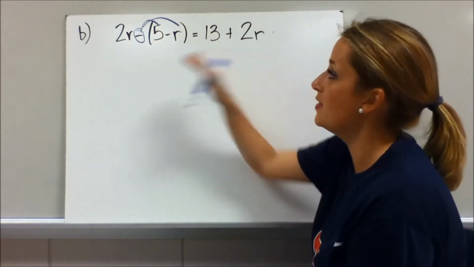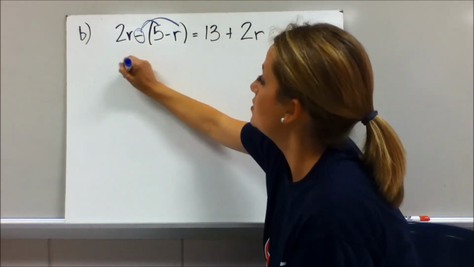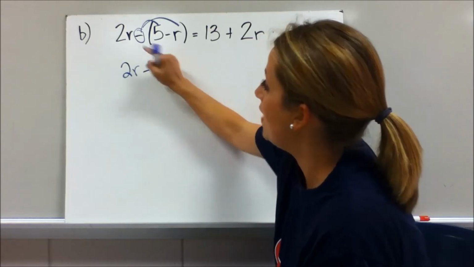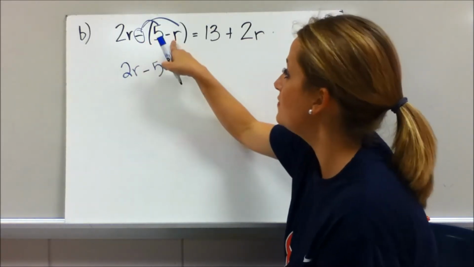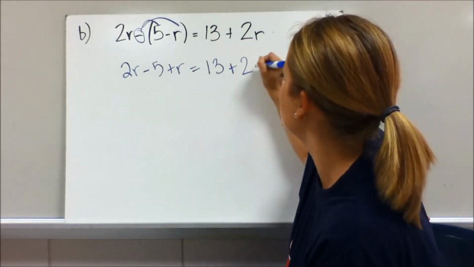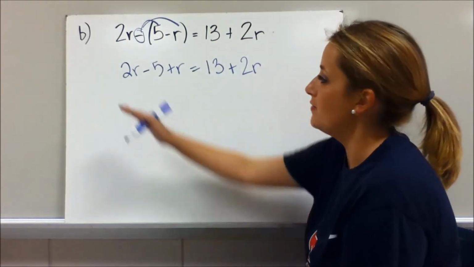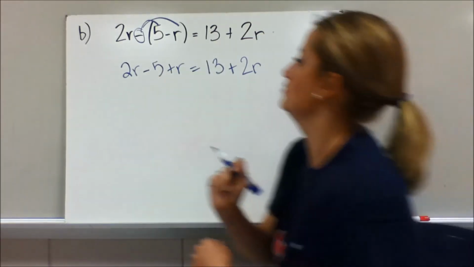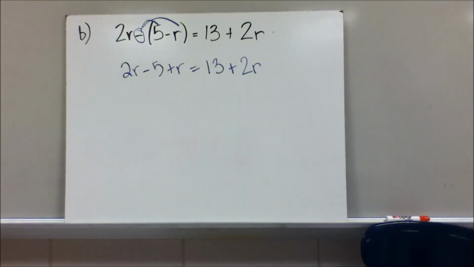So we're going to copy down the rest of it and then we're going to distribute that. So we have 2r negative 5 because it's like negative 1 times 5. Negative times negative r is going to be positive r equals 13 plus 2r. So I have 2r minus 5 plus r. That should be under variables on both sides.